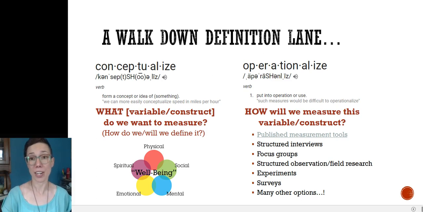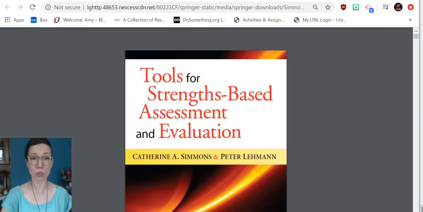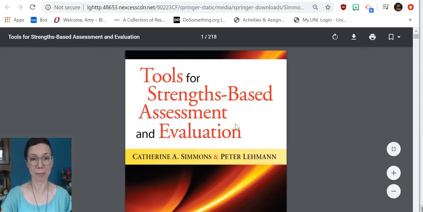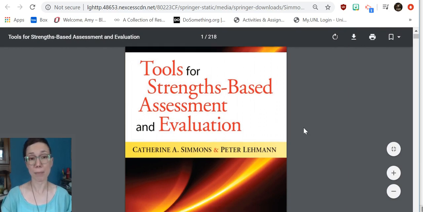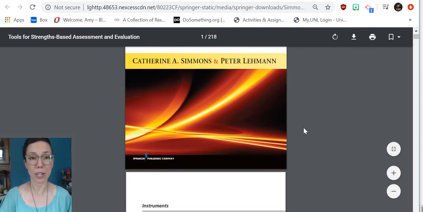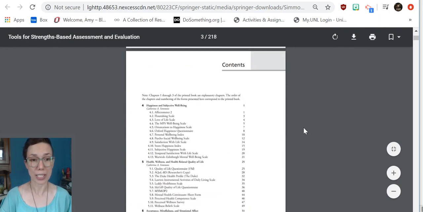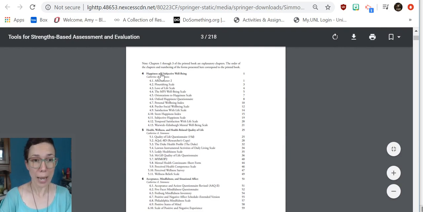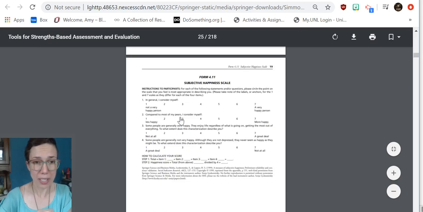Published measurement tools are another common way, especially when we're talking about constructs, because they can be a little bit trickier to measure. Published measurement tools are essentially surveys that have been crafted to measure some of those trickier constructs. So this is actually an example. This is the link on this slide. This is a book that I had previously that included a whole bunch of different survey tools for, as you can see, strength-based assessment and evaluation. So happiness and subjective well-being, for example, like how to measure happiness is a tricky thing. Let's just click on one randomly and see what happens.